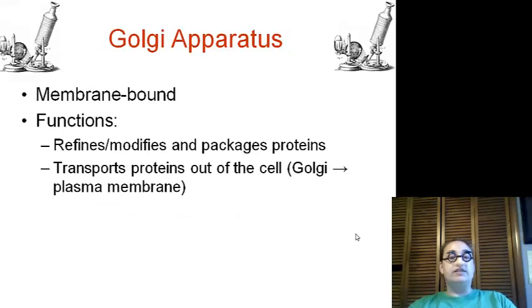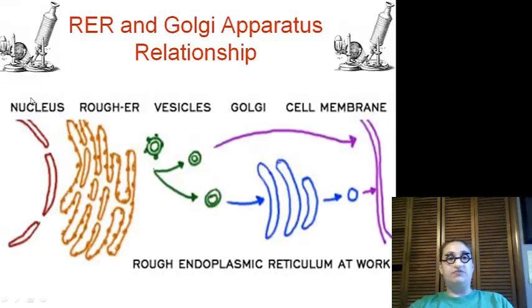The Golgi apparatus is going to be our UPS, our shipping and packaging plant. It is membrane bound, and it functions to refine, modify, and package proteins to ship them out of the cell. So an example is we have our nucleus, and it sends out the RNA over here to the ribosomes on the rough ER to create the protein.